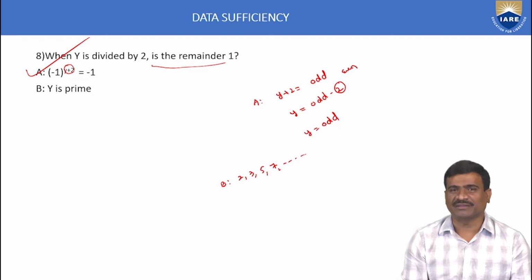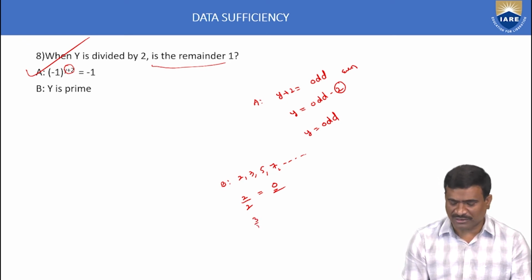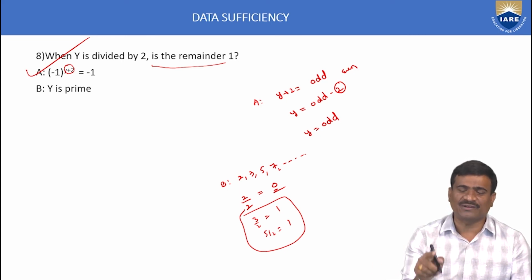Step by step: first, 2 is a prime number. 2 divided by 2, remainder is equal to 0. We consider only the remainder, not the quotient. Next, 3 divided by 2, remainder is equal to 1. 5 divided by 2, remainder is equal to 1. Except 2, for all the remaining prime numbers, the remainder is always 1.